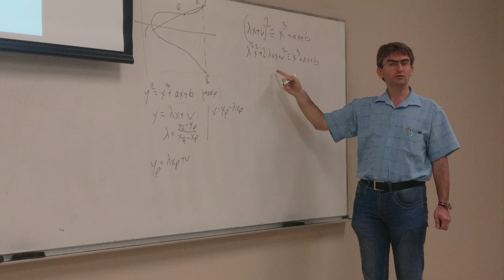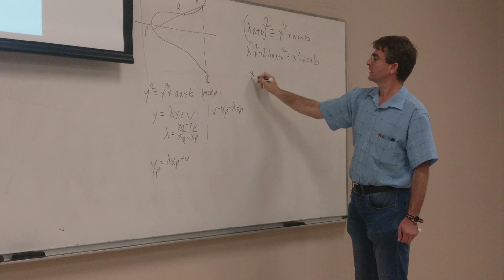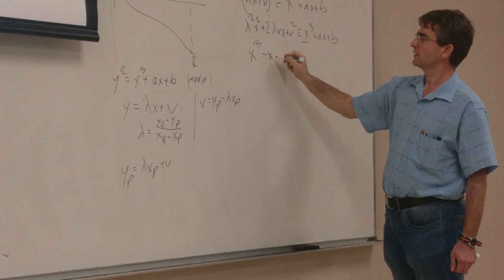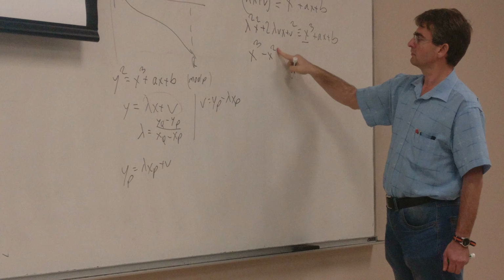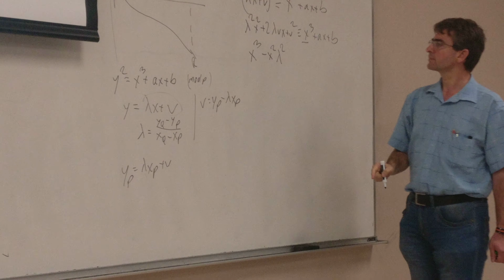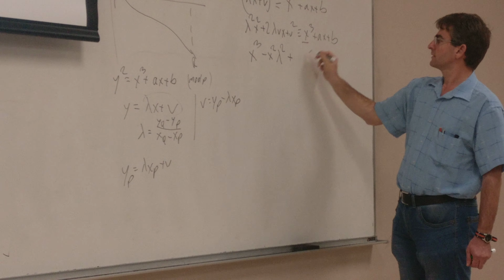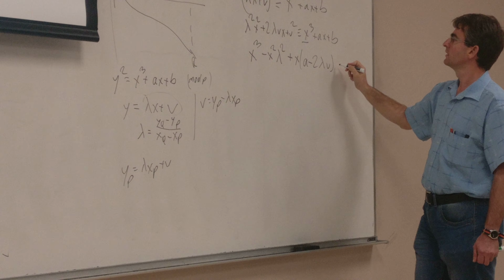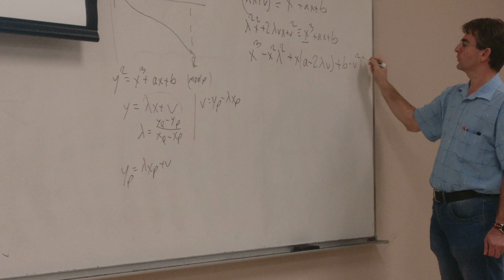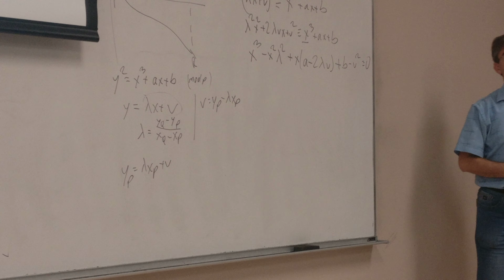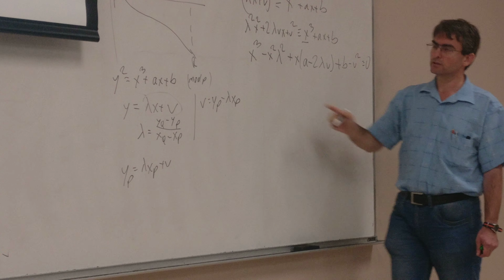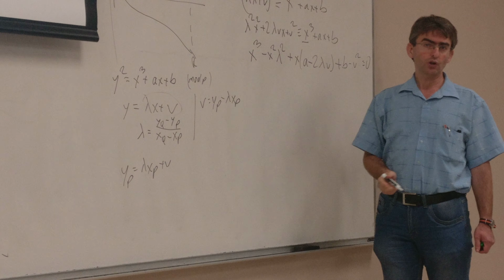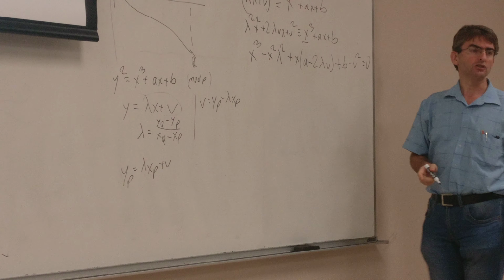I'm going to pass everything to the same side, so I get x cubed minus, because I'm taking x squared to the other side, minus x squared times lambda squared plus x times (a minus 2 lambda v) plus b minus v squared equals 0. This equation of degree 3 can be solved, but we don't need to solve it with general formulas.